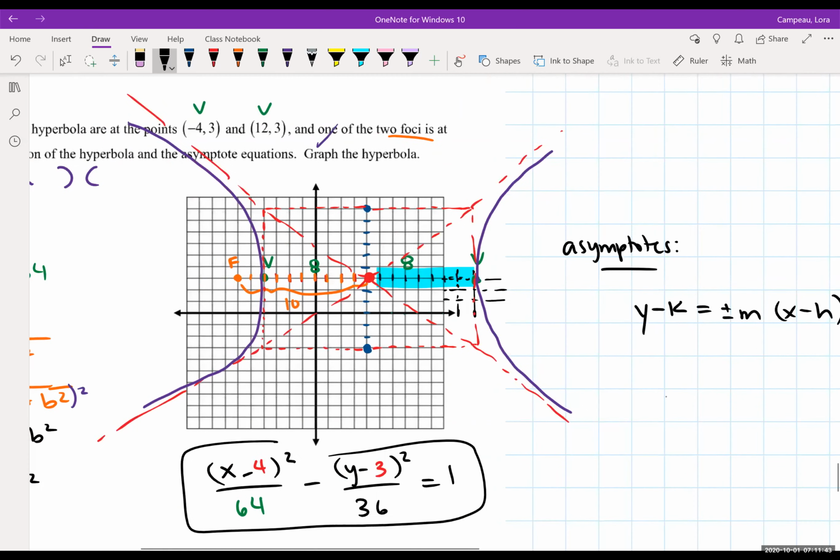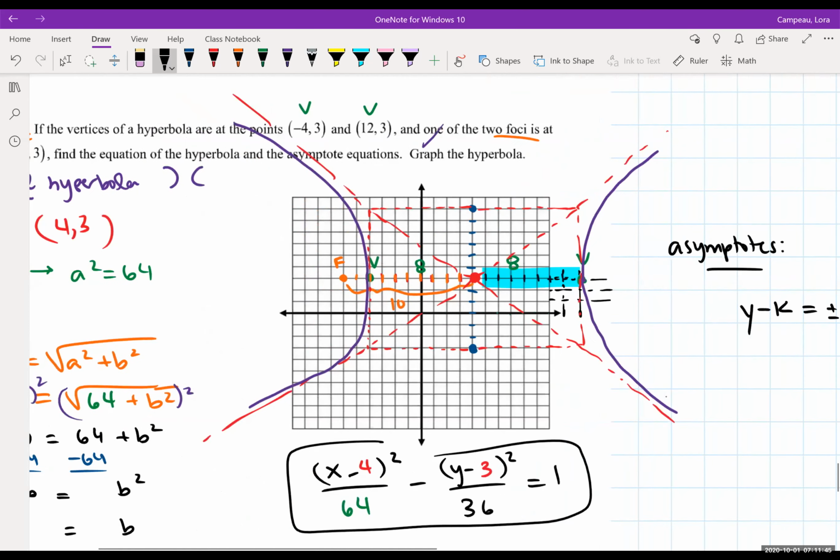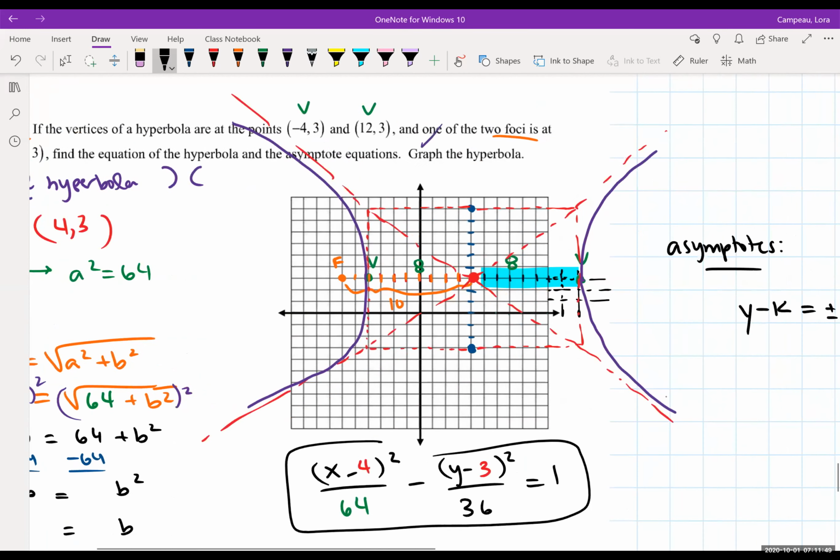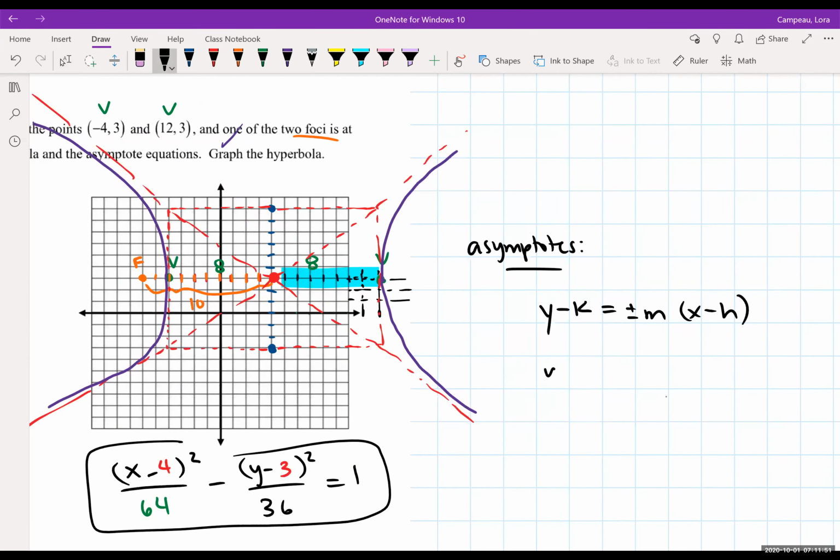So if you're looking at what's associated with the y in this equation, we should have y minus 3 equals, we have the plus or minus. I'll deal with the slope in a second. The x term is x minus 4. So all you're doing is using the center to reshift those lines.